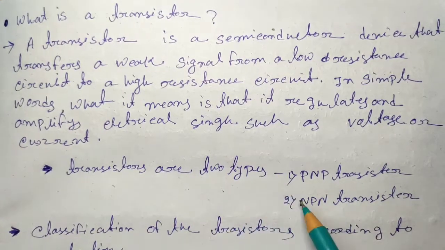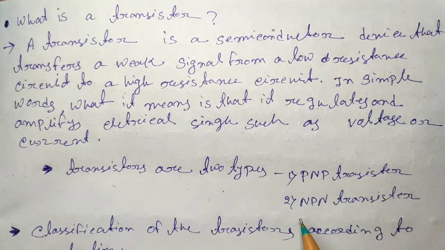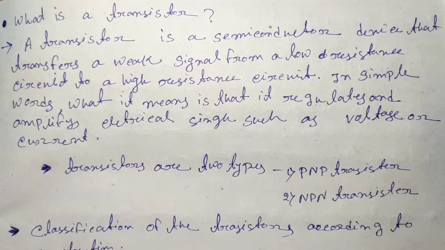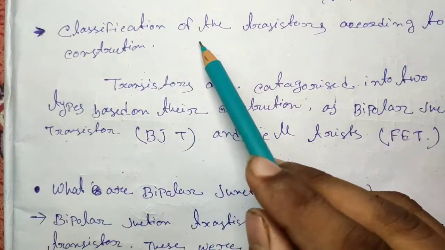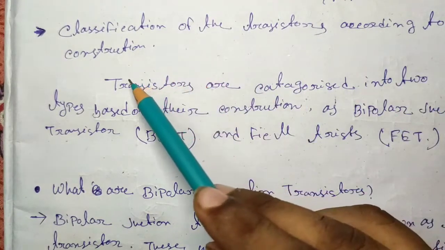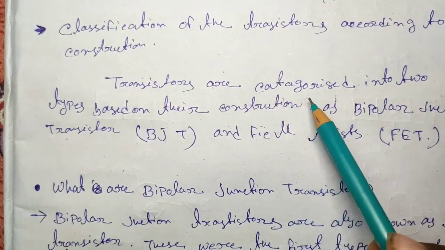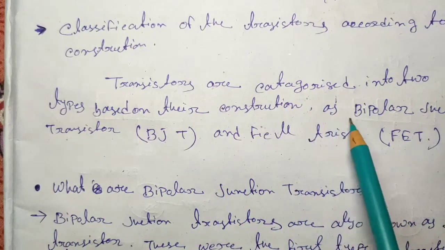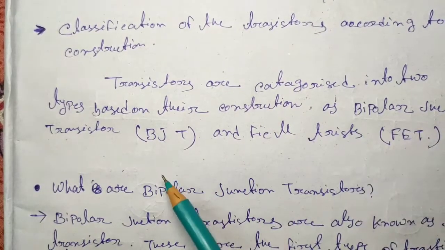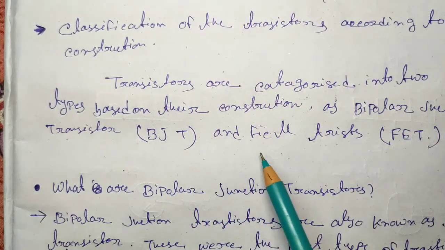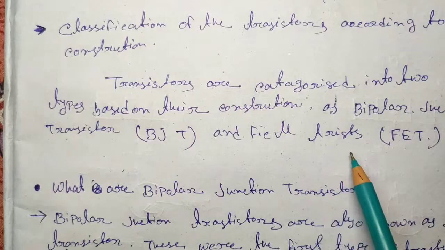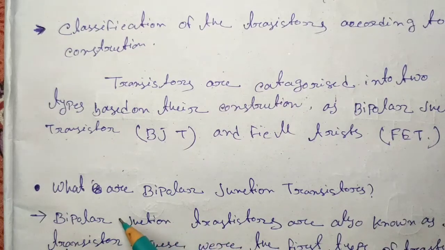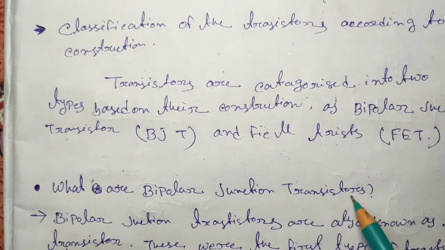Transistors are of two types: PNP transistors and NPN transistors. Classification of transistors according to the structure. Transistors are categorized into two types based on their construction as bipolar junction transistor, or BJT, and field effect transistor, or FET.